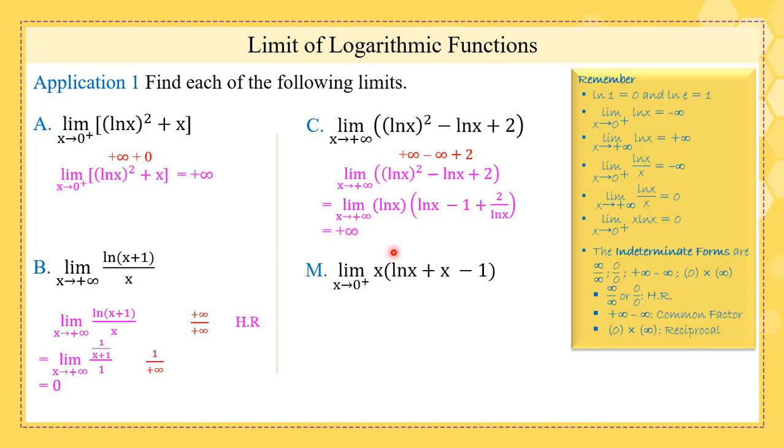Now this limit, try also to do it. Let's see. If we substitute, we get 0 times negative infinity. And the easiest way here is to expand to get x ln x, because we've memorized before the limit of x ln x as x tends to 0 plus, which is 0. So this is 0, this is 0, and this is 0. So the answer is 0.